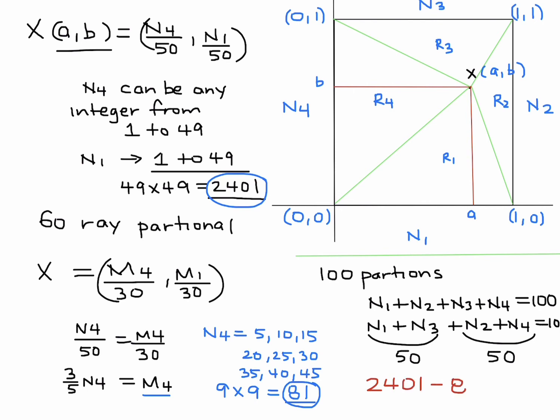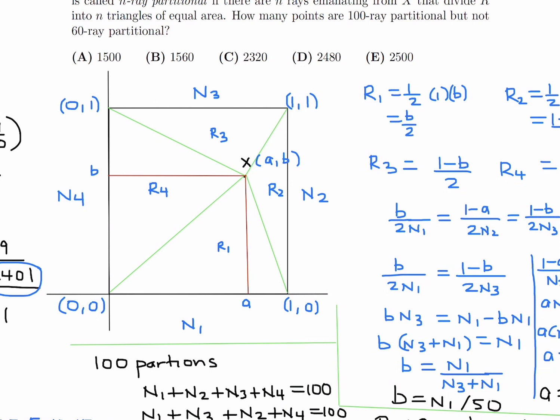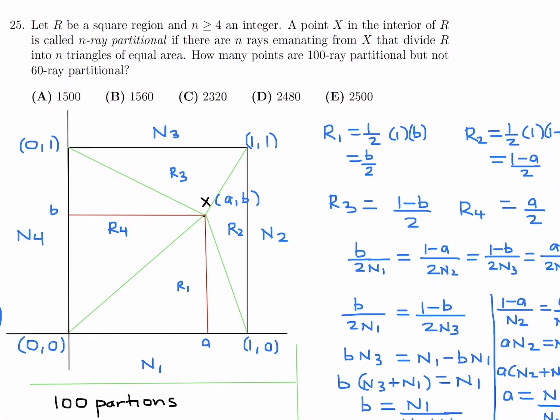So that's the final step to our question. 2401, subtract these 81, because I don't want these to be the same as this, and they will be the same when you have these 81 ordered pairs. And this number is 2320. And that is the answer to the question. 2320. Number 25 is choice C.